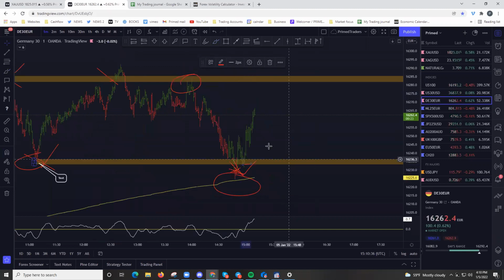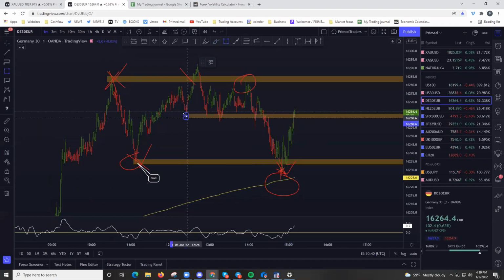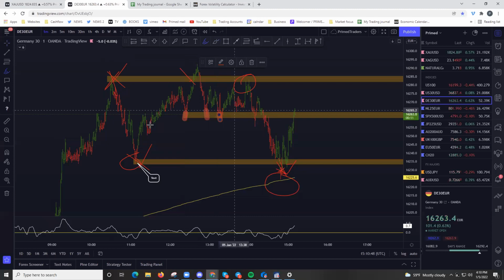Julio, now we're at an area of interest. You see this here, this is an area of interest. Why is it an area of interest? Because of this. You can kind of see this in advance.